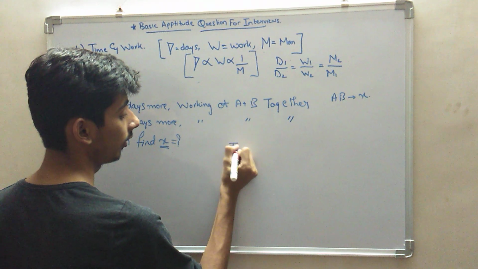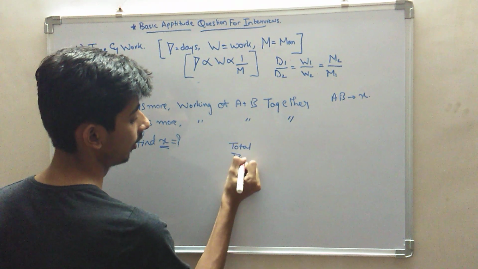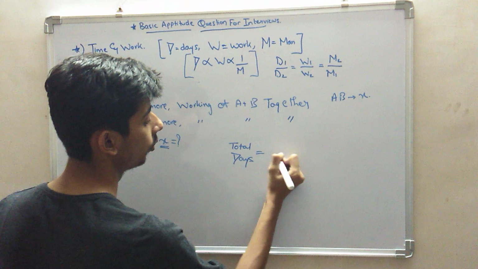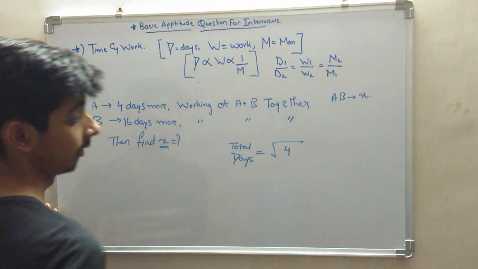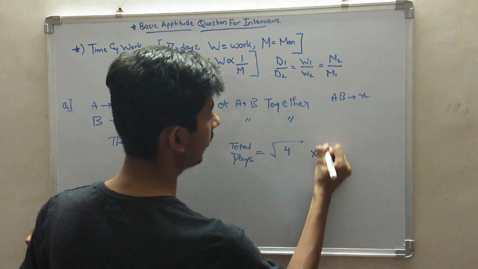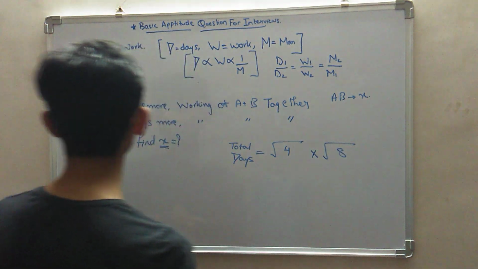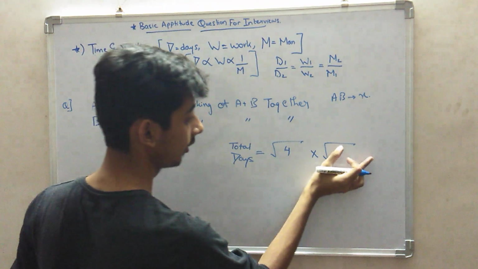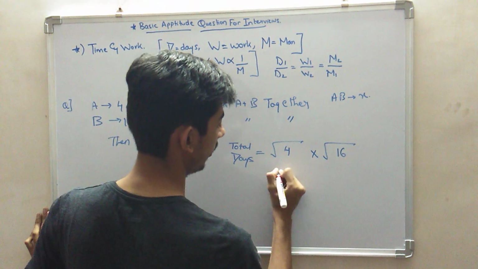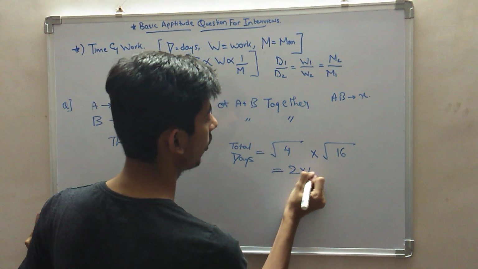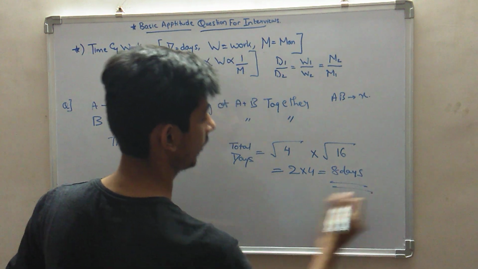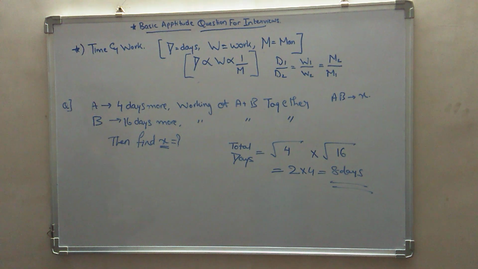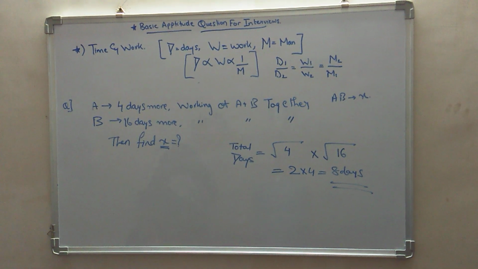The total days is equal to the root of the first extra days multiplied by the root of the second extra days. That's root of 4 into root of 16, which is equal to 2 into 4, 8 days. This is the basic example by which we can solve the question.